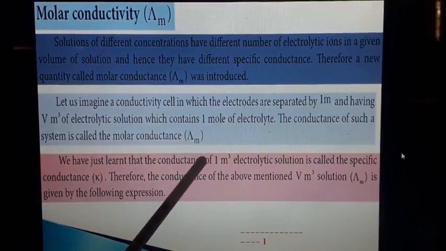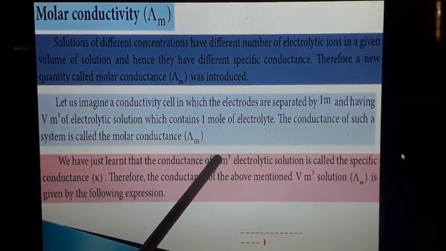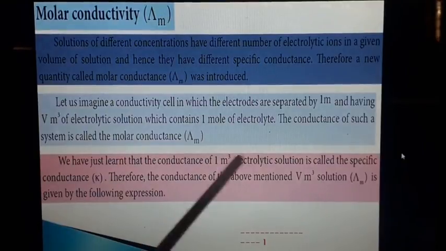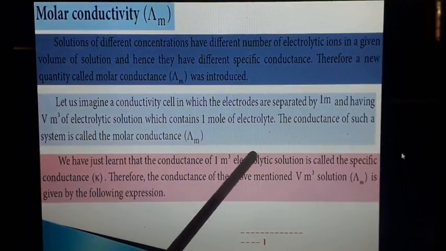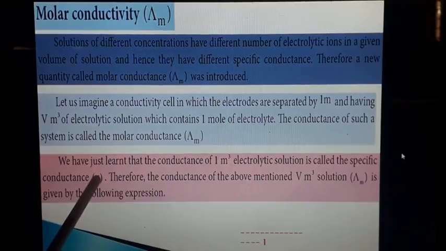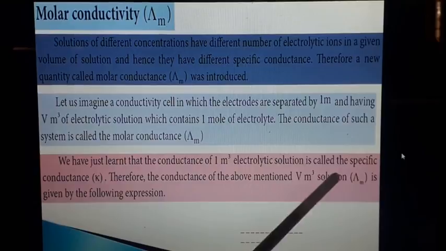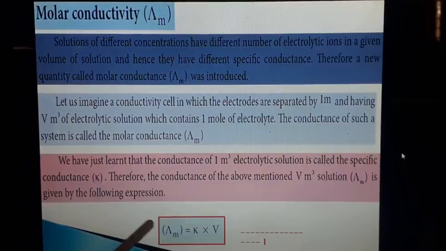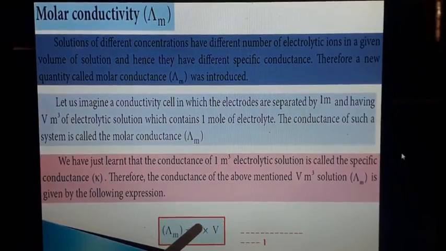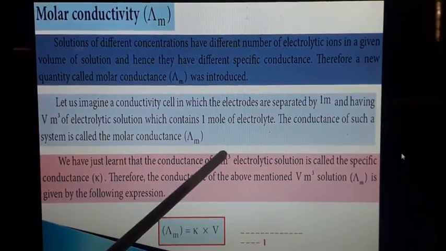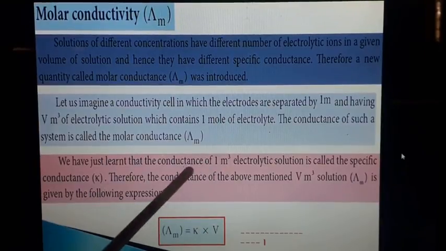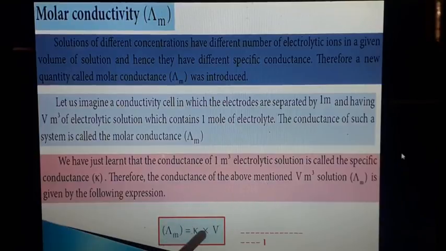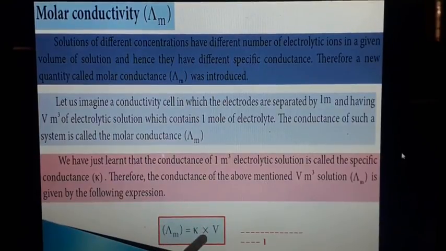The conductance of 1 meter cube of electrolytic solution, that is V m³ equal to 1, is called specific conductance, kappa. Therefore, the conductance of the V m³ solution, lambda m, is given by the expression lambda m is equal to kappa into V.